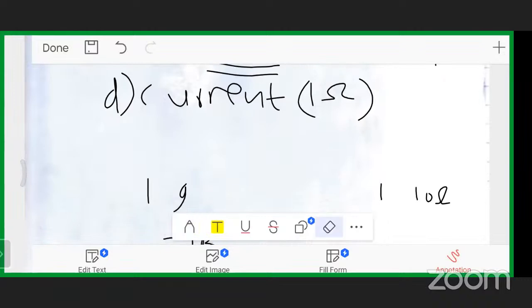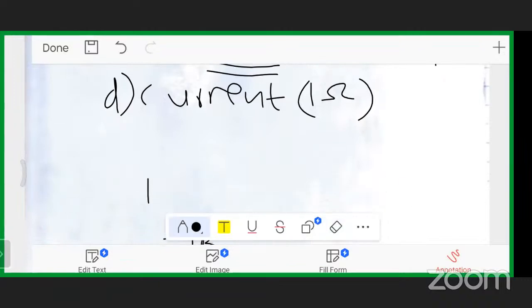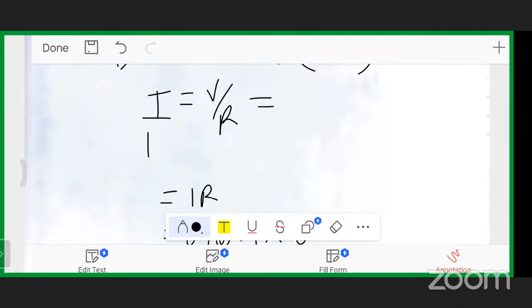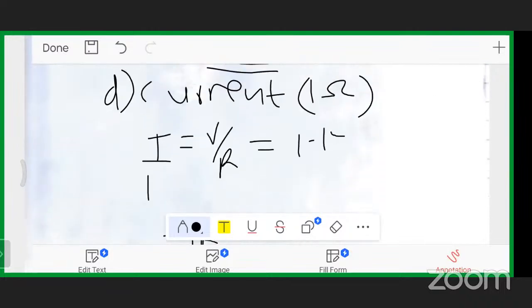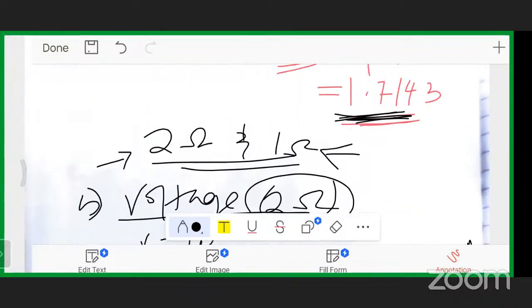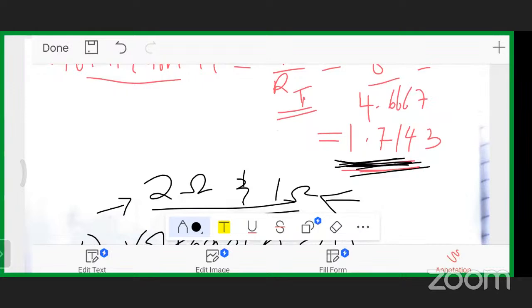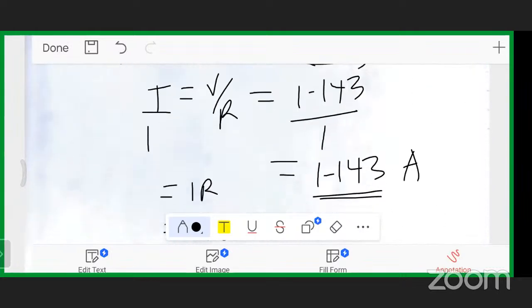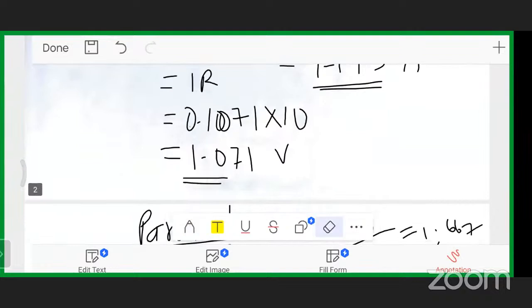So the current, again, just using the formula V = IR, I should be equal to V over R. The voltage drop, the one you have calculated above, 1.143, divided by its resistance, that is 1, and the answer will be 1.143 amps. Let's check the total current that was in the circuit, which was 1.7143, and this is 1.143. So it makes sense. It has to be less or equal. It can't be more than.